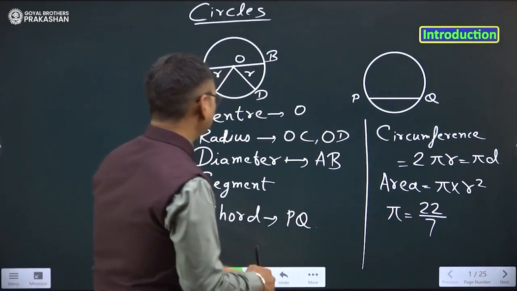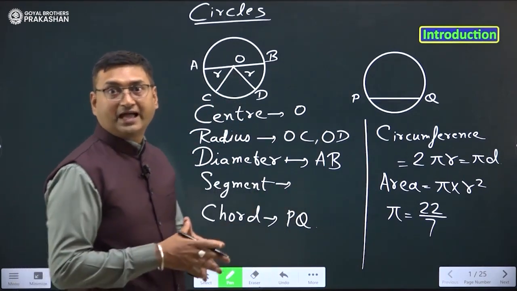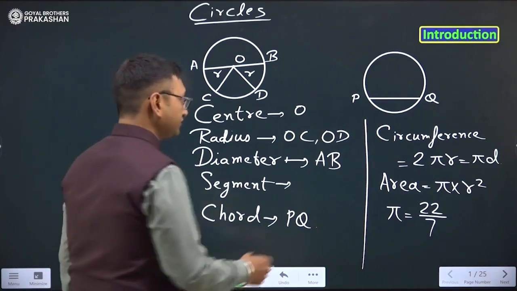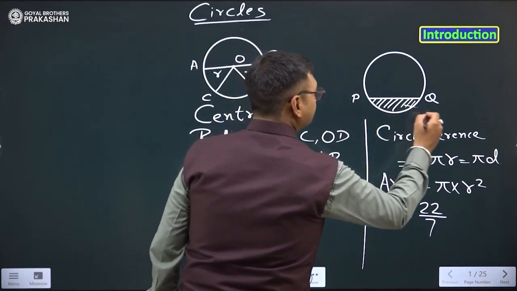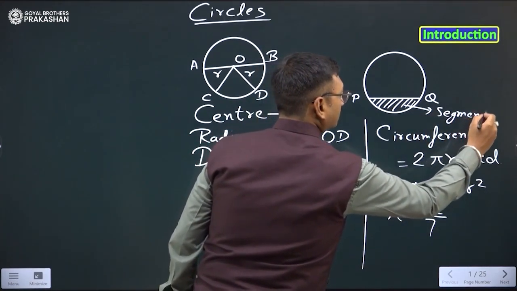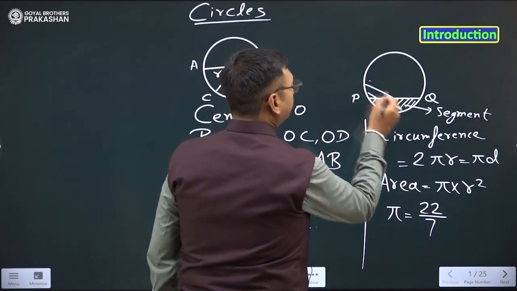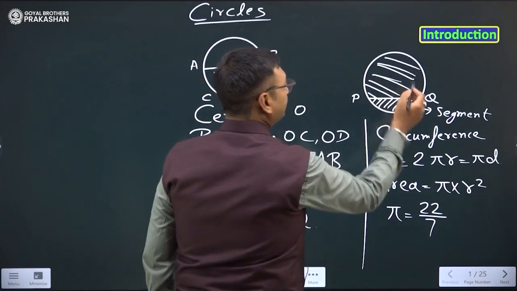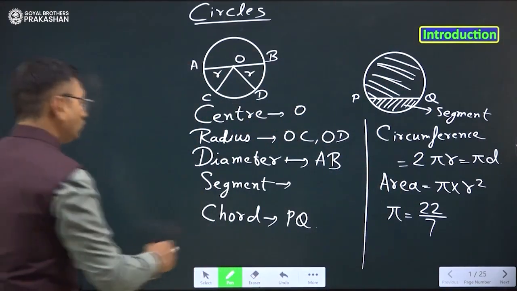Now coming back to the segment. The area between the chord and the circumference of the circle, for example, this part, is a segment. And the remaining part is also a segment, which we can say this is the major segment, this one is the minor segment.